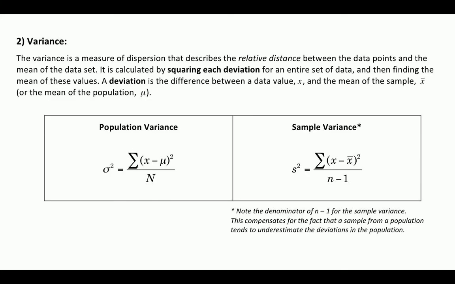Variance then. Variance is a little bit different. The variance is a measure of dispersion that describes the relative distance between the data points and the mean of the data set. Okay? So the variance, basically what you do is you square each deviation, so how far away each data point is from the mean. You square it, and then you find the mean of those values. So a deviation is the difference between a data value x and the mean of the sample, x bar, or the mean of the population, mu.